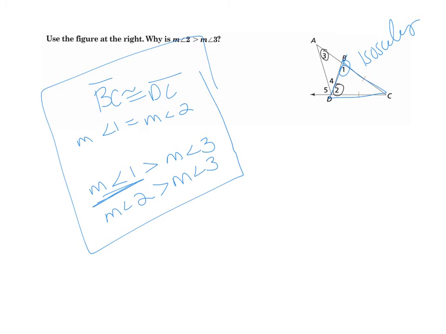And you can actually write that into a proof. I'm not going to in this case, but you can write that into a proof and say that the measure of angle 2 is greater than the measure of angle 3.